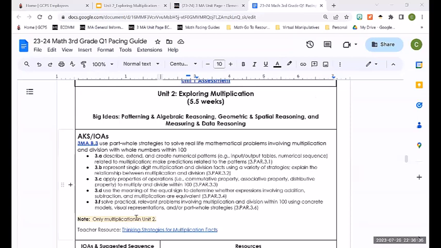This link is a link to Thinking Strategies for Multiplication Facts. This document provides instructional strategies which can be used for AKS 3 as students learn their multiplication facts. The IOAs have been grouped into 3 parts. There is a focus on patterns and multiplication strategies, then area, and finally, pictographs.